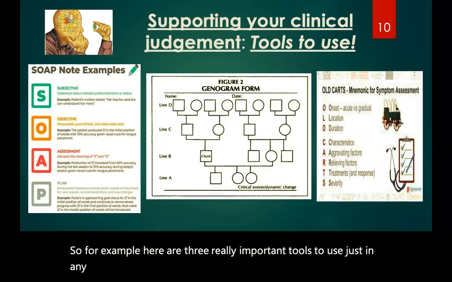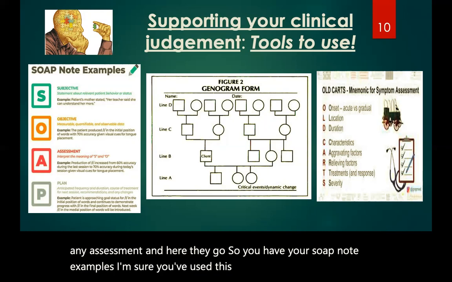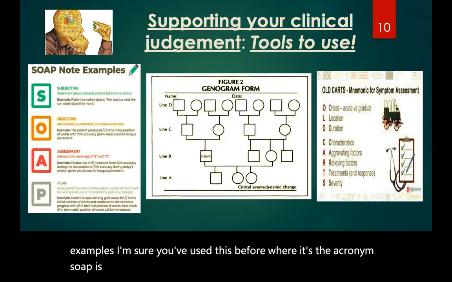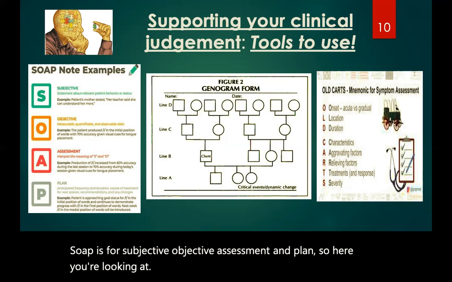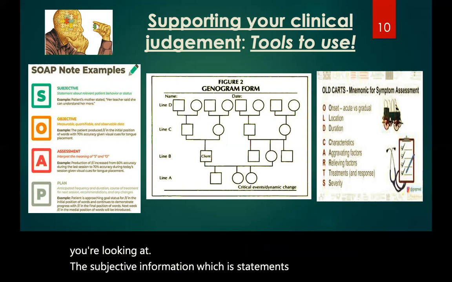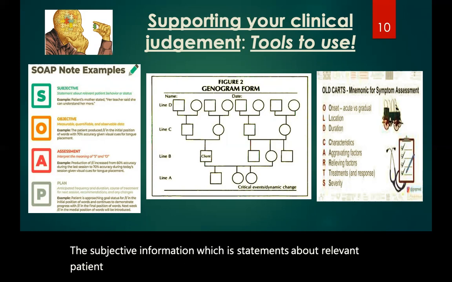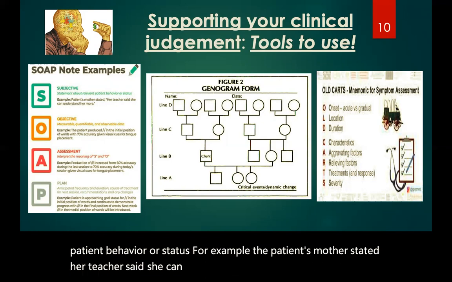And here they go. So you have your SOAP note examples. I'm sure you've used this before, where the acronym SOAP is for subjective, objective, assessment, and plan. So here you're looking at the subjective information, which is statements about relevant patient behavior or status. For example, the patient's mother stated her teacher said she can understand her more. Okay, great. Then we have our objective data.